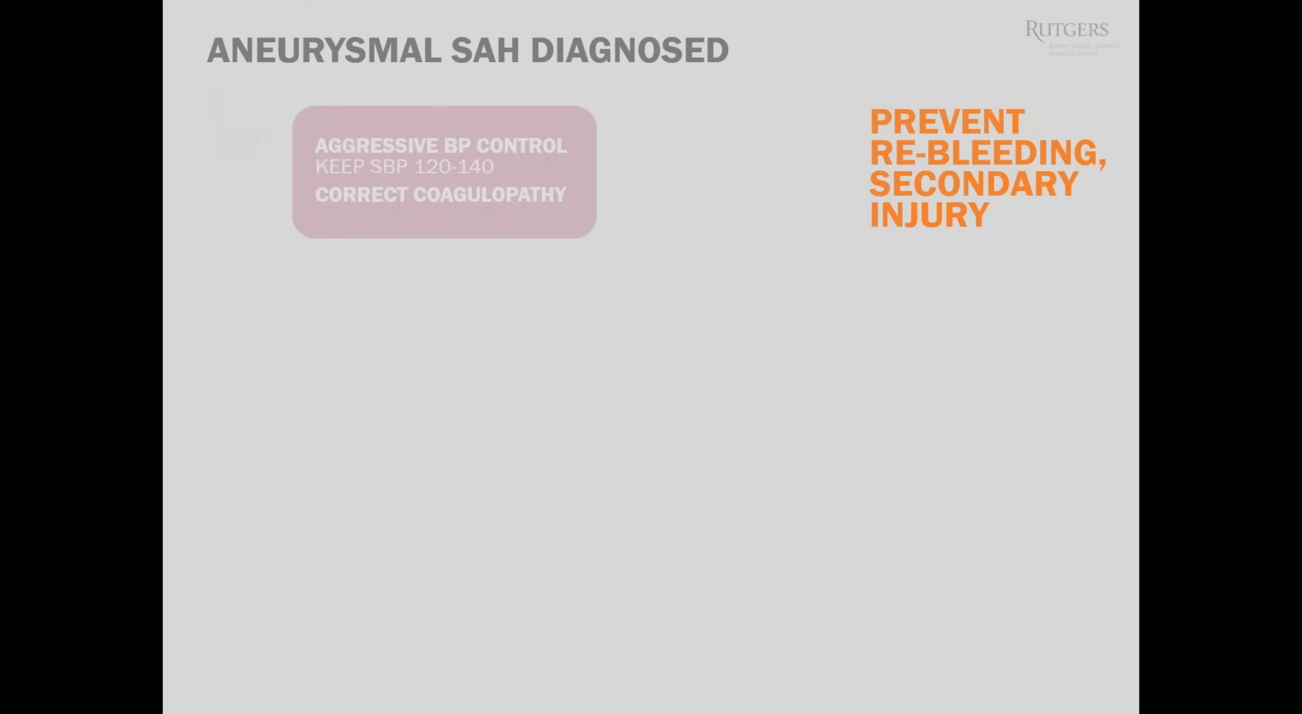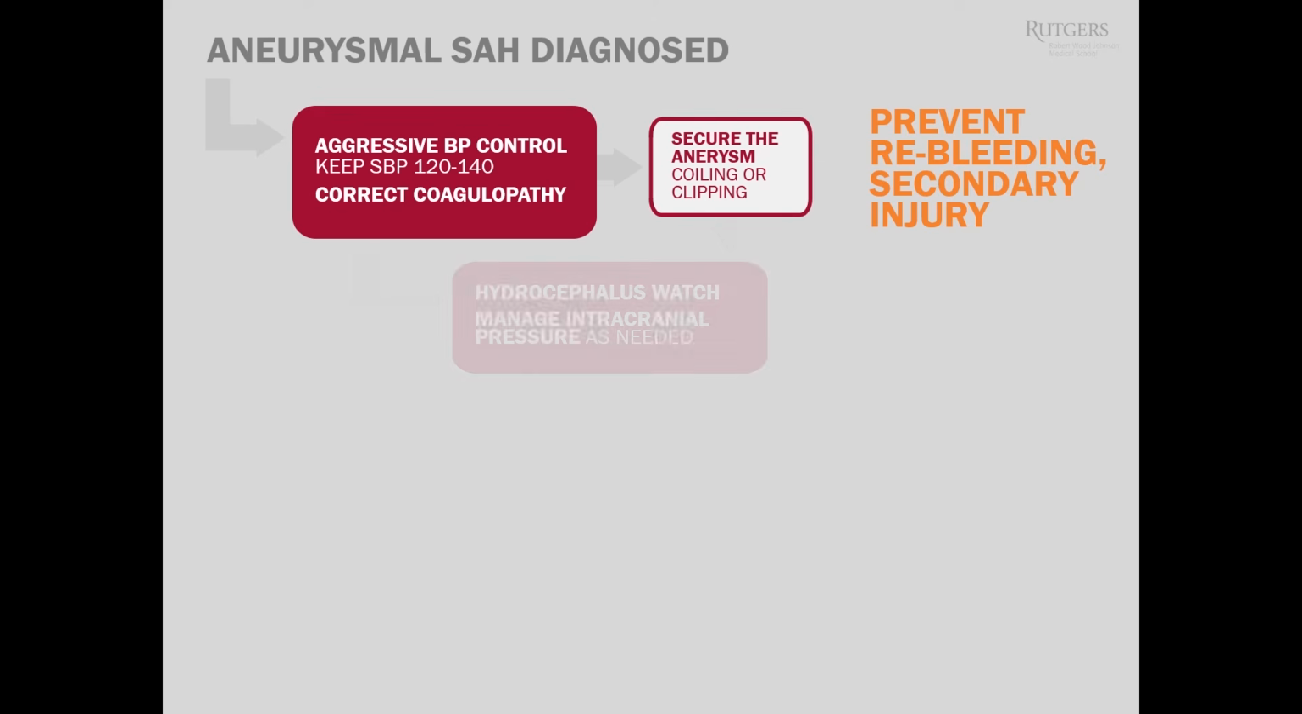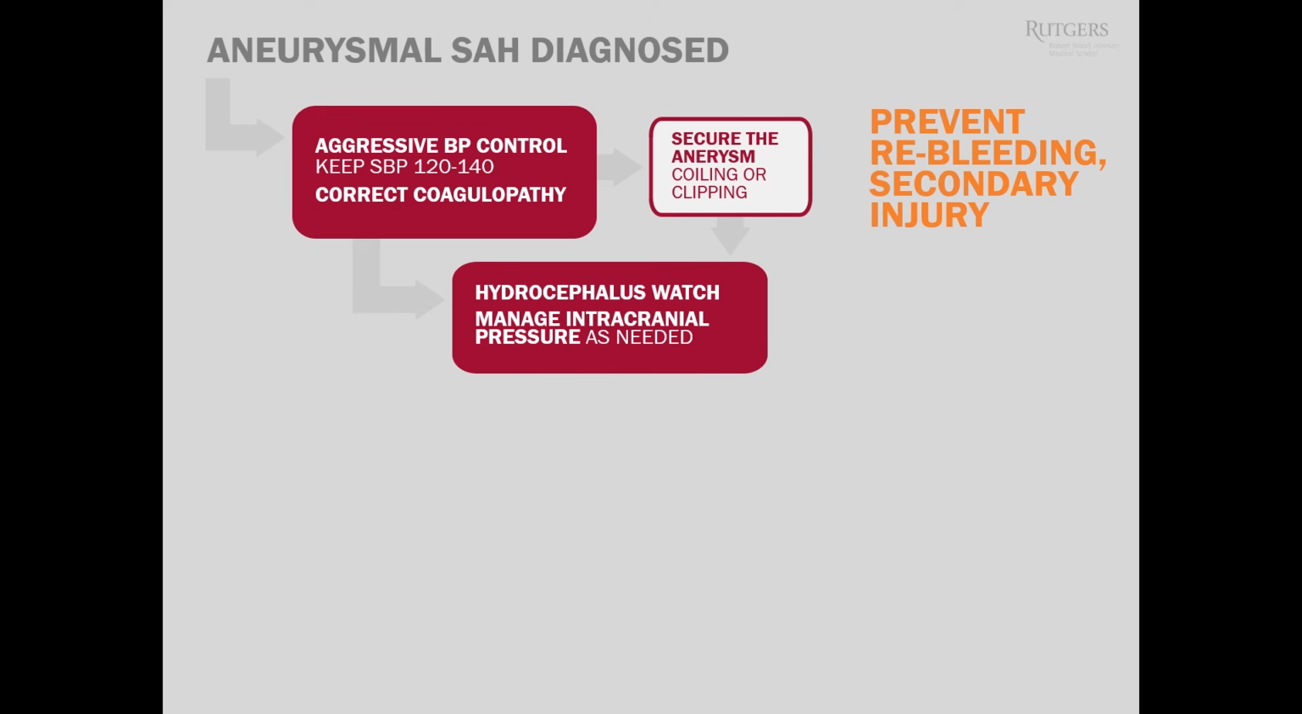Hopefully, the treatment approach should be familiar at this point. The early goal in the treatment of acute aneurysmal SAH is basically preventing rebleeding and secondary injury. Presumably, a non-invasive vascular imaging study like CTA will already have been done to diagnose the aneurysm. Early aggressive blood pressure control and reversal of coagulopathy is still the key, just like in any hemorrhage. And then you need to direct your energy to securing that aneurysm early. Once the aneurysm is secured, the patient should be on hydrocephalus and vasospasm watch.